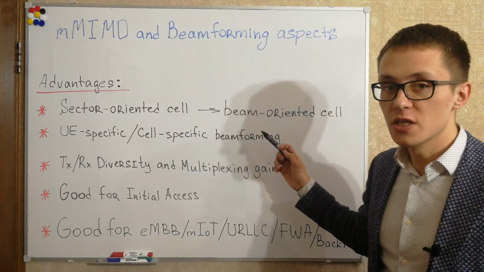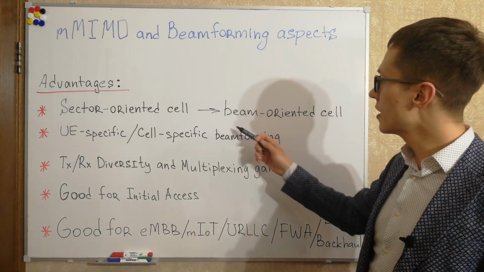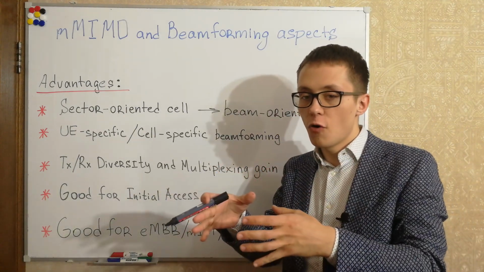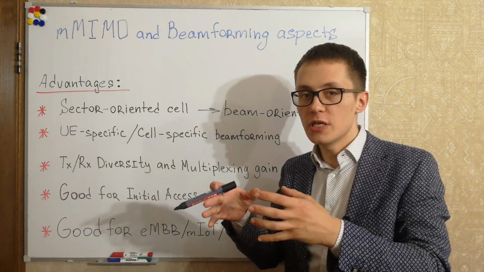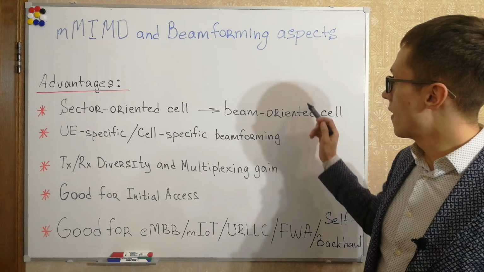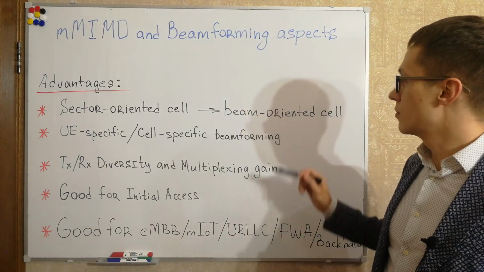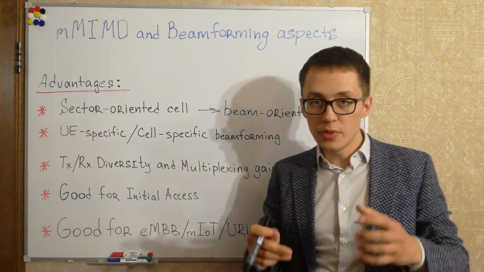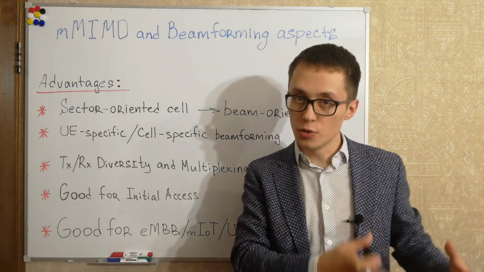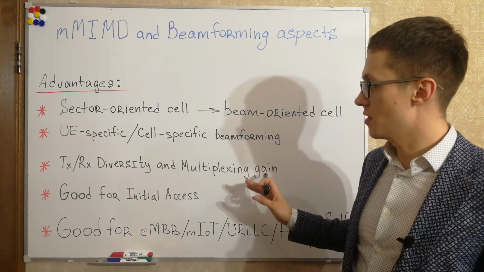But in 5G, if we use Massive MIMO systems, we can form multiple beams. We can form all energy in one necessary direction, for example. And of course, this will lead to beam-oriented cell because everything will be related to beams, to particular beams for particular users. This is a complete paradigm shift, I would say.